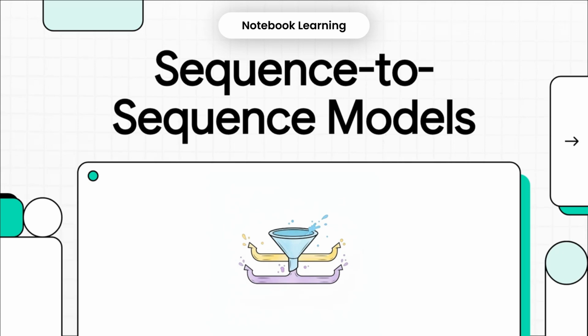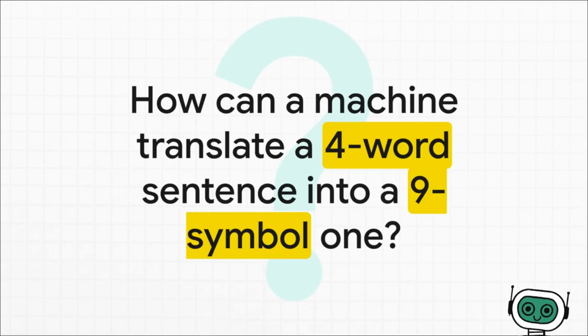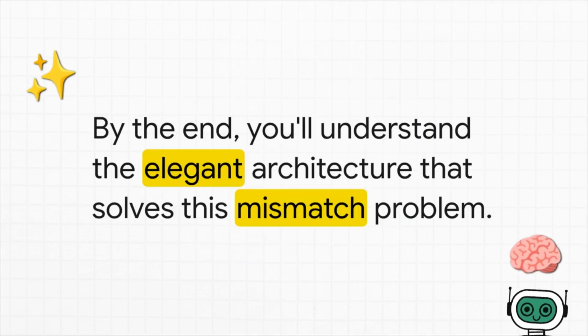Welcome to day 68. Today, we're going to break down a really fundamental architecture in language processing, the sequence-to-sequence model. It solves a very common problem that, honestly, most standard neural networks just aren't built to handle. Think about something like machine translation for a second. How can a machine take a four-word sentence in, say, French, and turn it into a 9-character sentence in Japanese? The input and the output have totally different lengths. This kind of mismatch is exactly where a lot of models would fail. So how do you build a system that can actually do this? Well, by the end of this explainer, you'll get the elegant, two-part architecture that solves this exact problem.